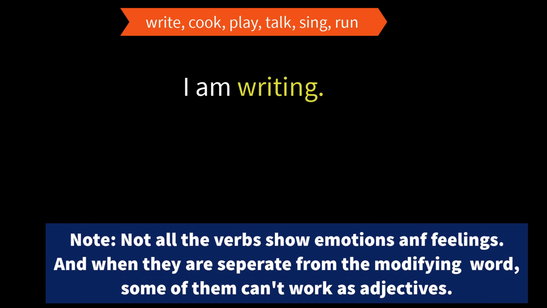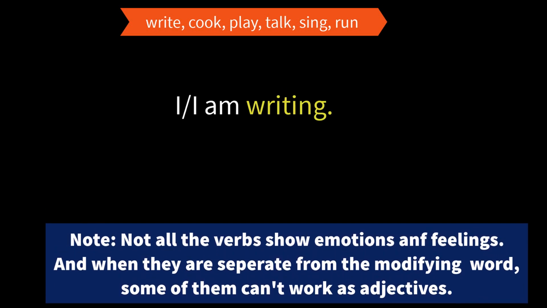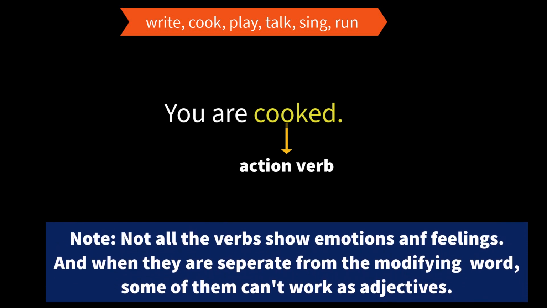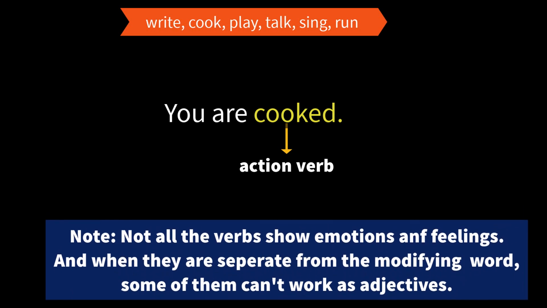When I say I am writing, writing is not working as an adjective here. It is working as a main verb. It simply means I am writing, right? When I say I am written, written again is not an adjective here, it is a past participle working as a passive form of a verb, right? Similarly, when I say I am cooking or you are cooking, cooking is not an adjective here. It is a present participle but working as a verb, not working as an adjective. Similarly, if I say you are cooked, it does not make any sense. Again, cooked is not giving any information about the subject you, right?